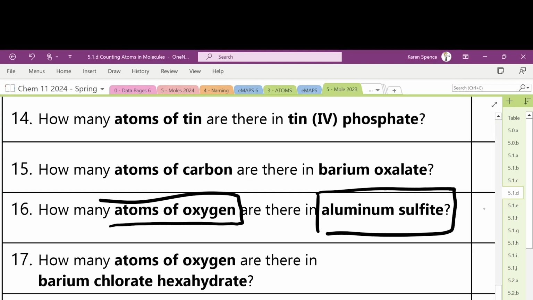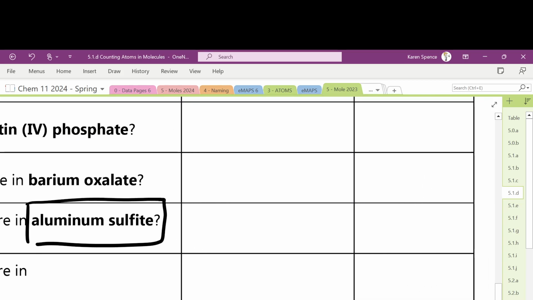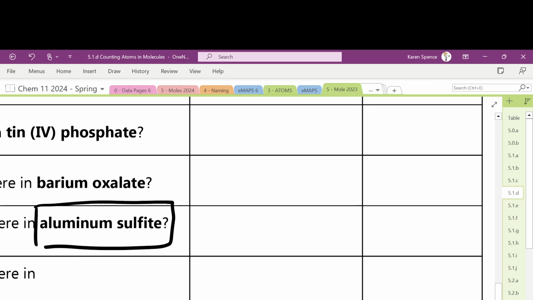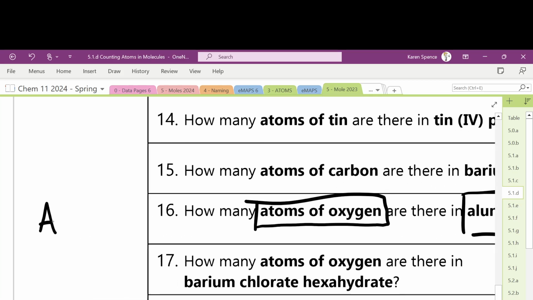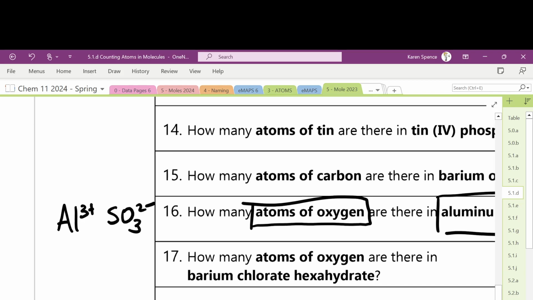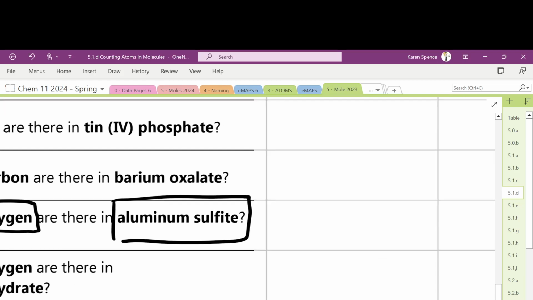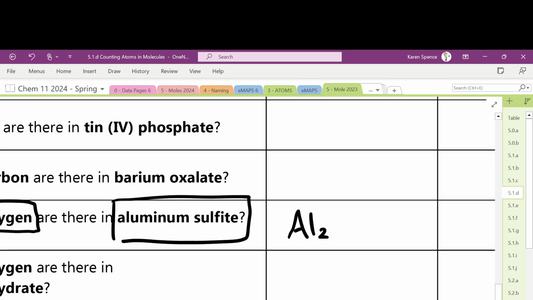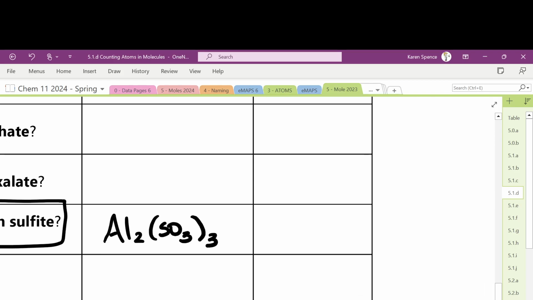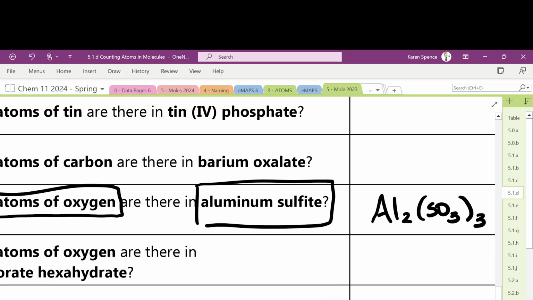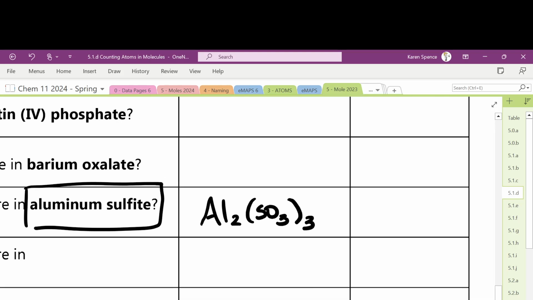Okay, so how many atoms of oxygen are in aluminum sulfite? You need the formula for aluminum sulfite to do that. Aluminum is 3+, sulfite is SO3, 2-. What would the formula be? Al2(SO3)3.